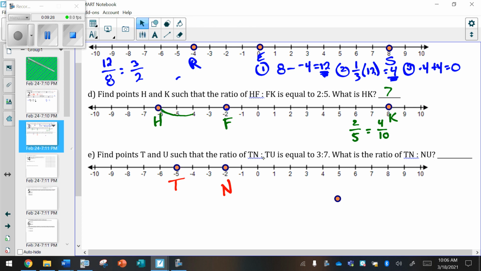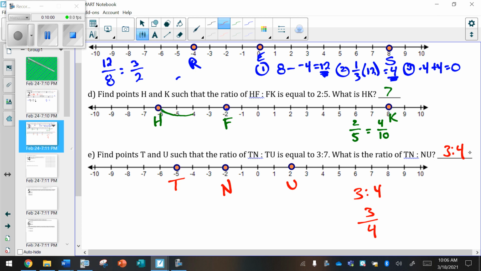So if T to N is going to be 3 units, I just go 3 units away from N. And then if T to U is 7 units, I'm going to go from T all the way to U, 1, 2, 3, 4, 5, 6, 7. And then what's the ratio of T to N? 1, 2, 3. And then N to U, 1, 2, 3, 4. So I can either write it as 3 to 4 or 3/4.